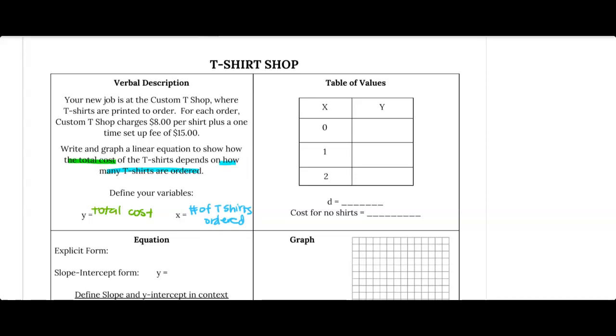Now in my table of values, I want you to go from 0 to 2. So for 0 t-shirts, if you don't order any t-shirts, then it would be $15, just your setup fee. Then if you order 1 t-shirt, it's going to be $23. If you order 2 t-shirts, it's going to be $31. So we can see that our common difference, D, is $8, and our cost for no shirts is $15.